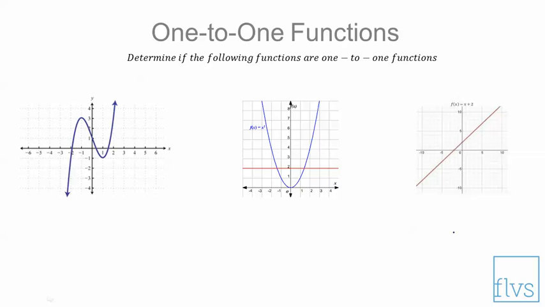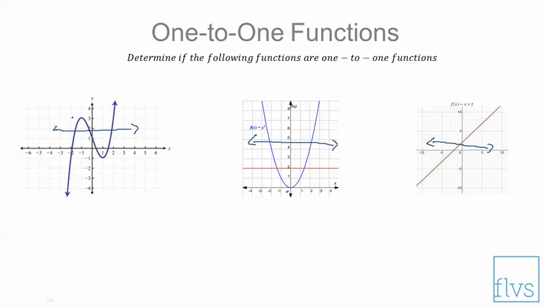So now if you're given a graph, we want to find out if they're one-to-one functions. So is their inverse going to be a function? In the previous lessons, we did the vertical line test. For one-to-one, you're going to do what's called the horizontal line test. So I'm just going to create a horizontal line through each one of these.